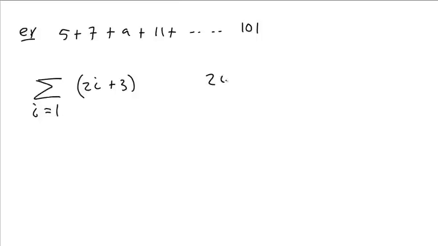Well, one way to do it is, what is 2i plus 3 equals 101? That is, 2i will be 98. So we're going to stop at half of 98, which is 49. So the sum from 1 up to 49 of 2i plus 3 is this thing.